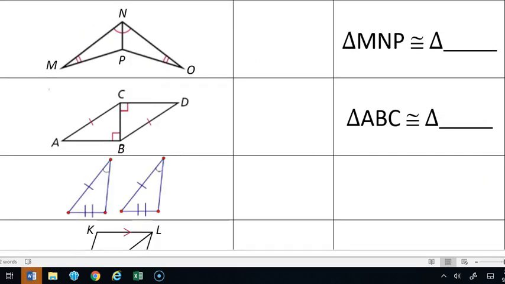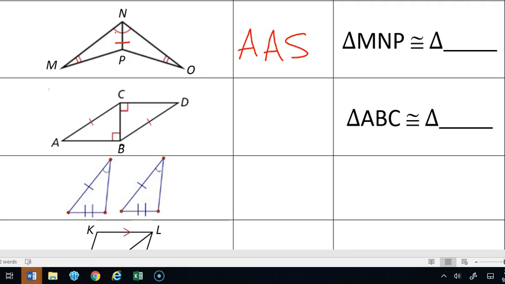Our next one has another shared side. And here again, we've got angle, angle, side. So this is going to be angle, angle, side. And when I look at M and P on this one, M has 2 arcs, N has 1 arc, and P has no arcs. So we're going to move the same way around the other one. 2, 1, none. So this one is going to be ONP.